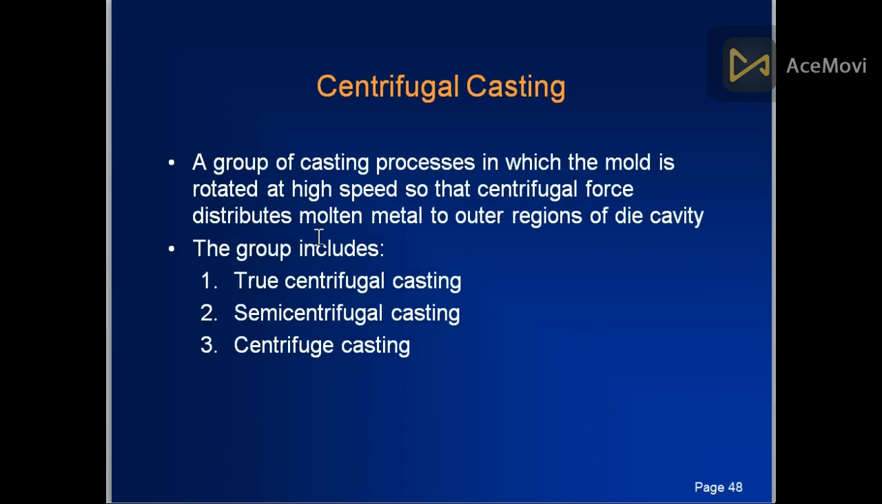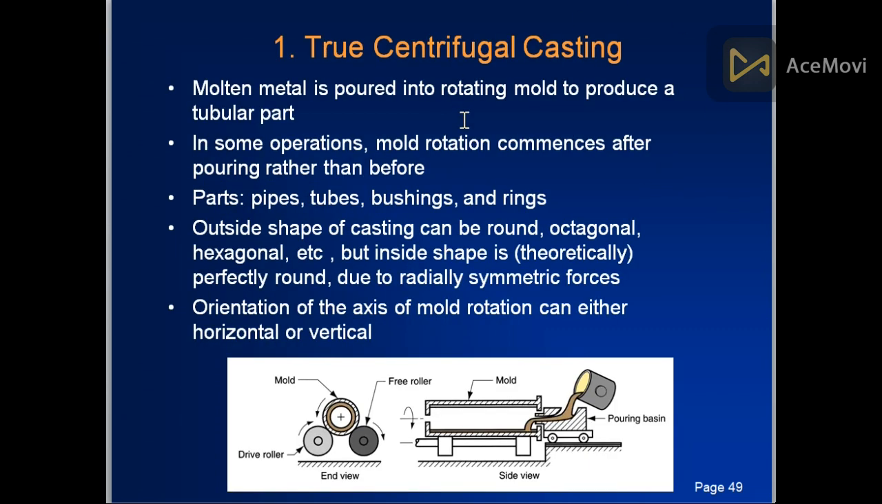Centrifugal casting, as is clear from the name, involves a rotatory or circular motion. This group includes true centrifugal casting, semi-centrifugal casting, and centrifuging. In true centrifugal casting, molten metal is poured into a rotating mold to produce a tubular part. In some operation modes, rotation commences after pouring rather than before. Parts include pipes, tubes, bushings, and rings.